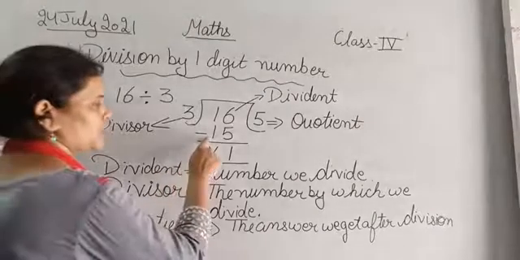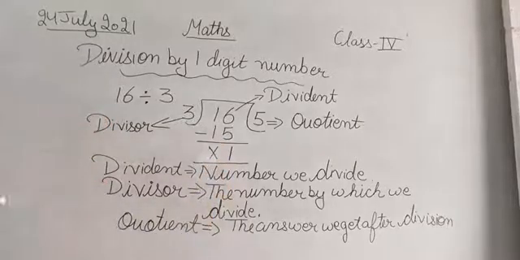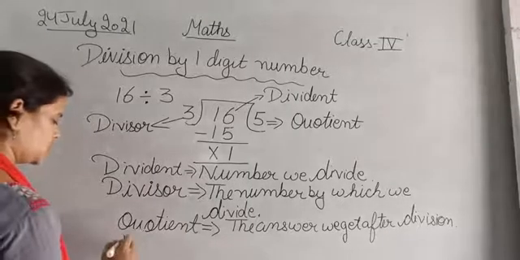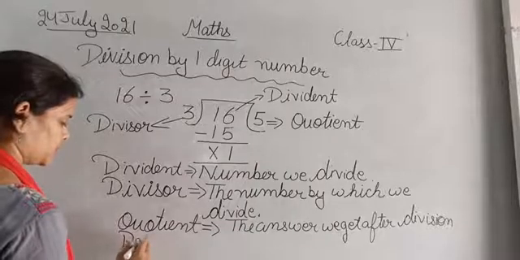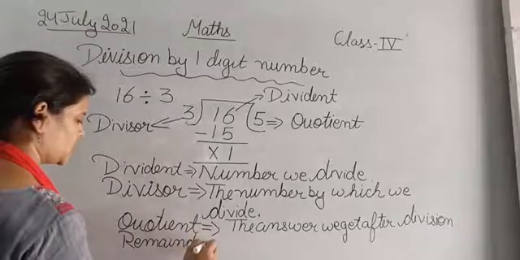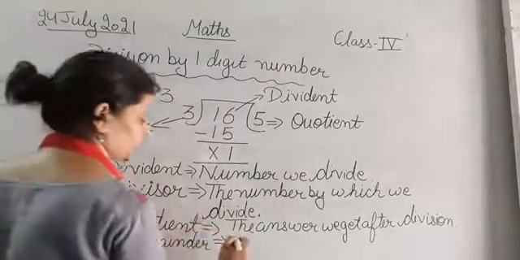So after doing the subtraction, if we are left with any number at last which is not divisible further by any other number, that is known as the remainder of the division. So what is the remainder? The leftover number. The remainder is the leftover number after division.